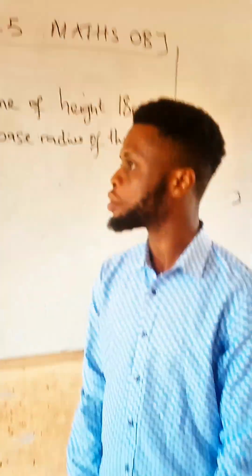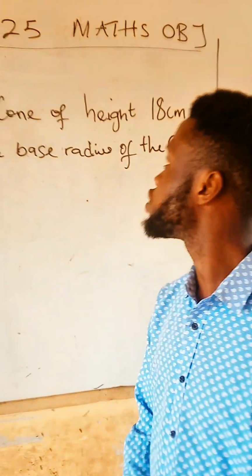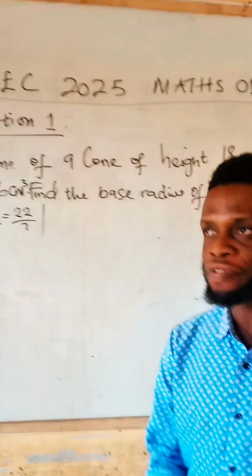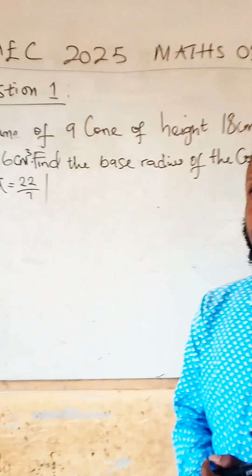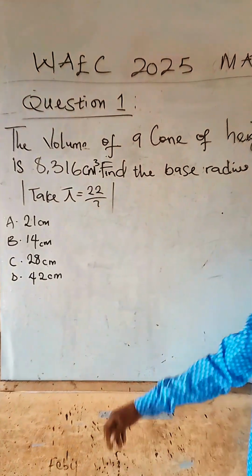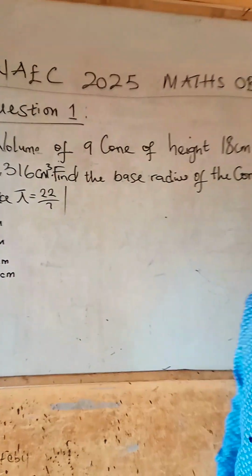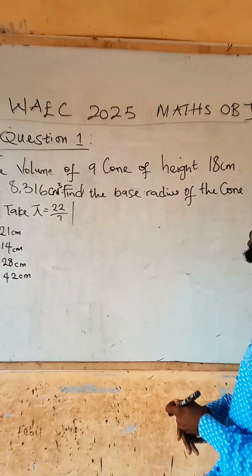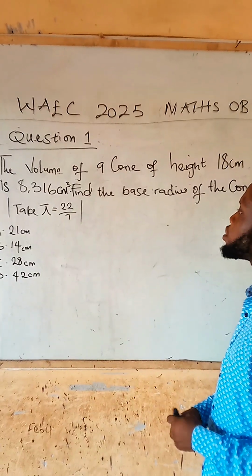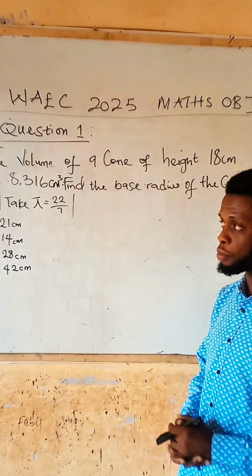And today we'll be considering the WAEC 2025 Mathematics Objective. Today we'll be considering question 1. So question 1 is on the volume of a cone. You are given that the volume of a cone of height 18 centimeter is 8,316 centimeter cube.